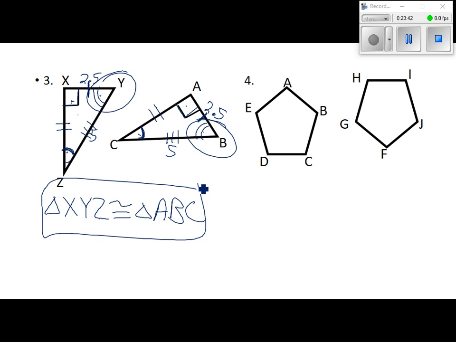The next one, I'm just going to label the angles here. That's 107, that's 109, this is 108, this is 111, and this is 105.